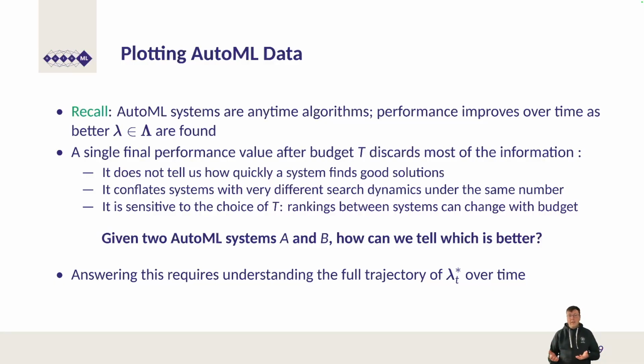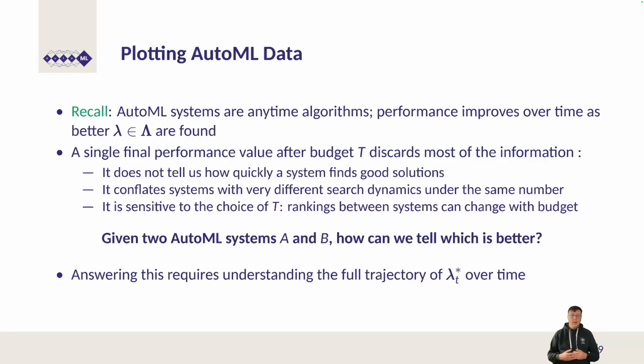It does not tell you how quickly the system found a good solution. A system that reaches near optimal performance in the first 10% of the budget and then stagnates looks identical to one that improves steadily throughout. It conflates systems with very different search dynamics under the same number. And it is sensitive to the choice of the budget T. Rankings between systems can and do change as the budget varies. A system that appears better at t equals 1 hour may be worse at t equals 10 minutes or t equals 4 hours.